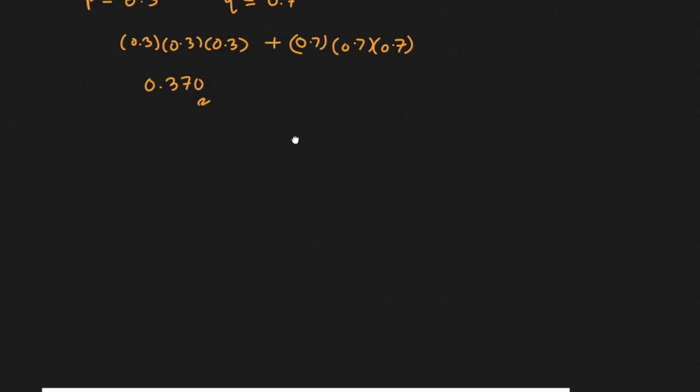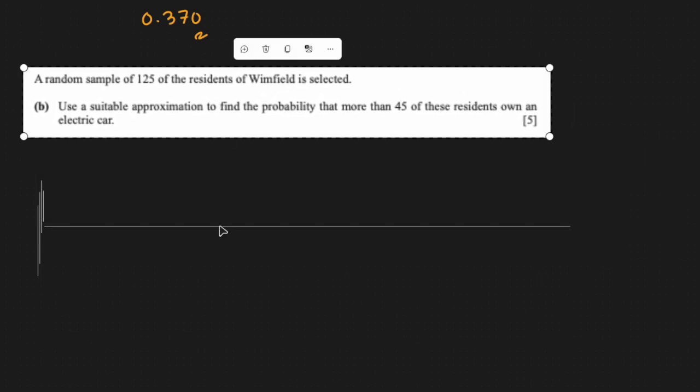B part. A random sample of 125 residents of Winfield is selected. 125, so a very big number. Earlier it was 3, now 125 of them. Use a suitable approximation, and the only approximation which we know in A level is normal approximation. Find the probability that more than 45 of these residents own an electric car, more than 45.